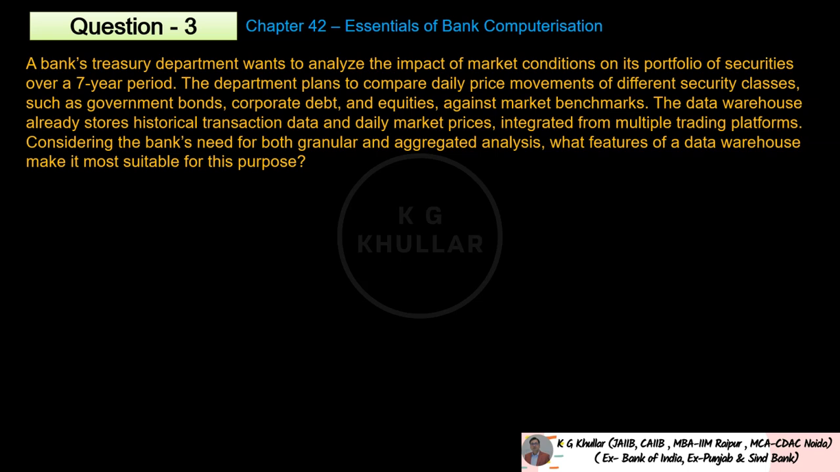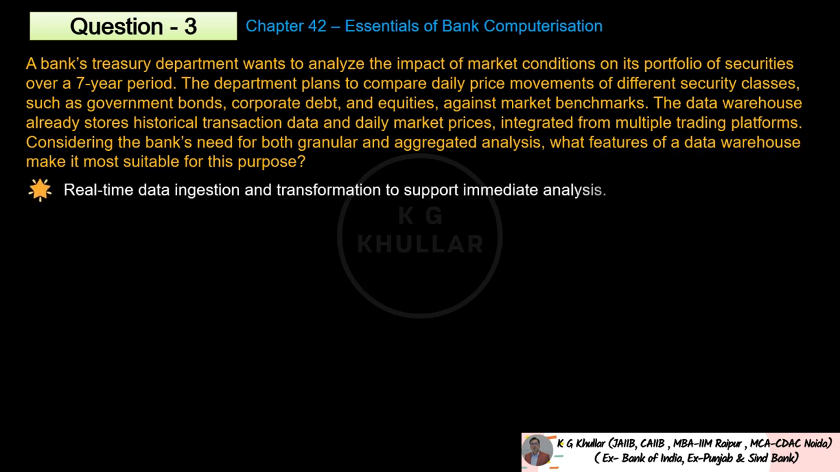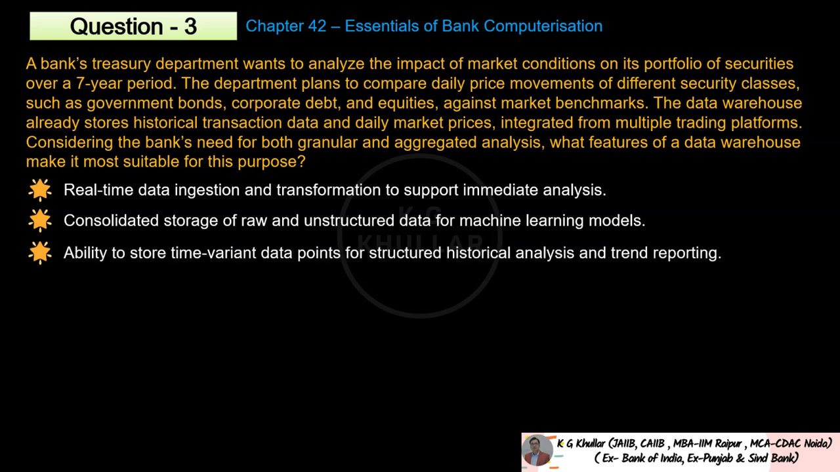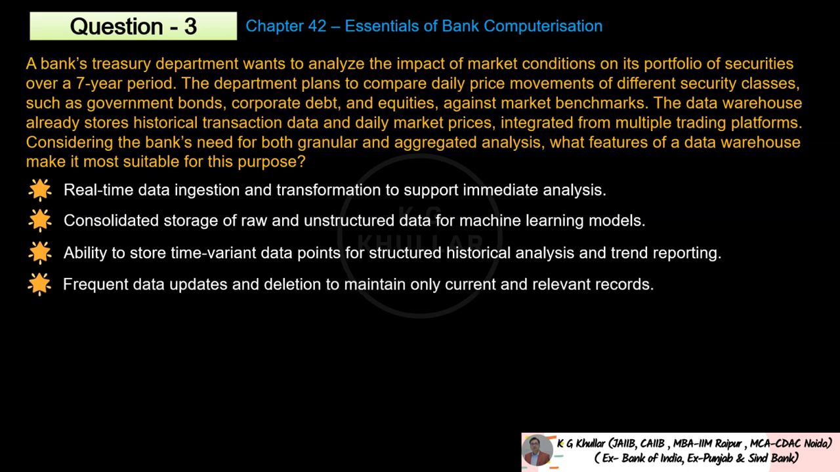That is, first option A is real-time data ingestion and transformation to support immediate analysis. Then second option B is consolidated storage of raw and unstructured data for machine learning models. Then third option C is ability to store time variant data points for structured historical analysis and trend reporting. And last option D is frequent data updates and deletion to maintain only current and relevant records.